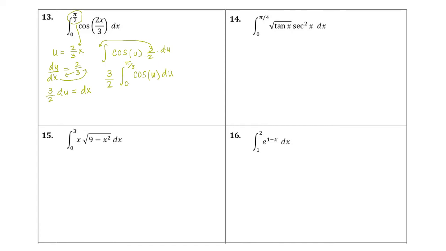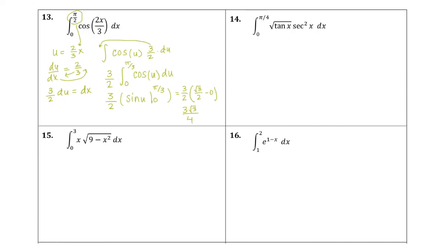So if we integrate, we have 3 halves times, if we integrate cosine, we get sine u, evaluated from 0 to pi over 3. And so we have 3 halves times sine of pi over 3. Well, that's going to be root 3 over 2. And sine of 0 is 0. So it looks like we have 3 root 3 all over 4.